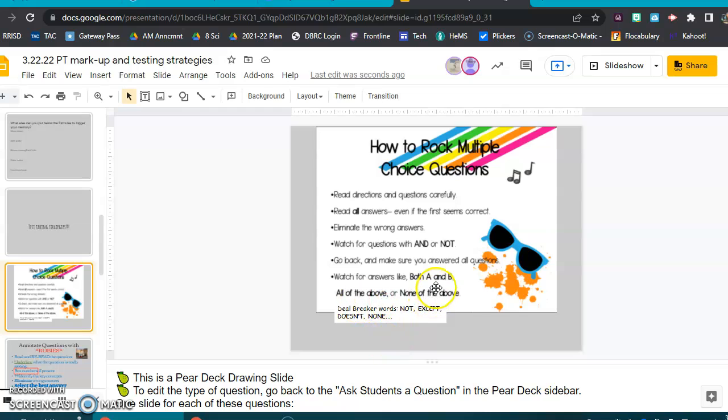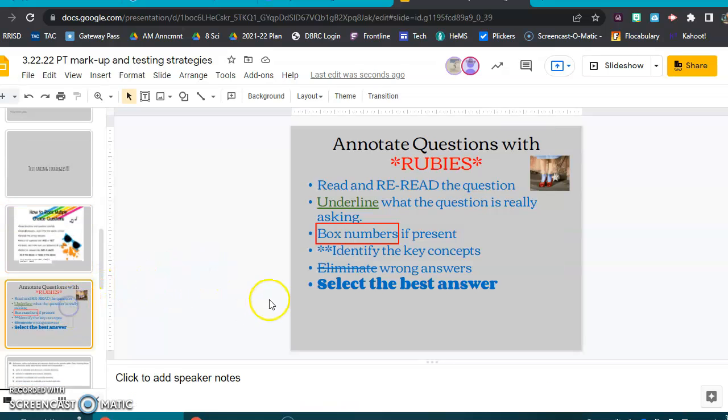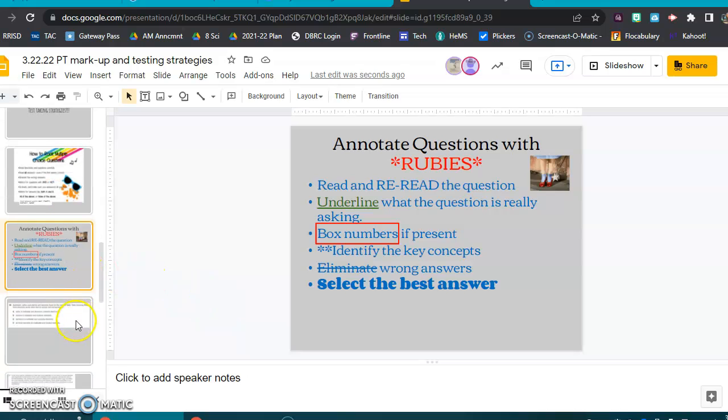But we want to watch out for tricky answers, like both A and B, or all of the above, or none of the above. And huge deal breaker words are not, except, doesn't, none. Those are bad things. So here is a thing called RUBICS or CUBES. We read and reread the question, underline what it's asking, box any numbers if present, identify key concepts with asterisks, eliminate wrong answers, and then select the best answer.